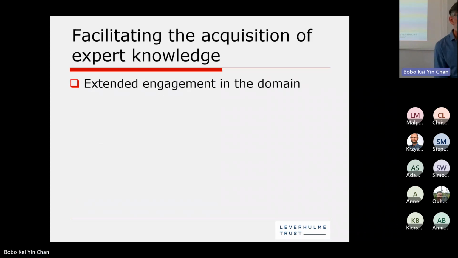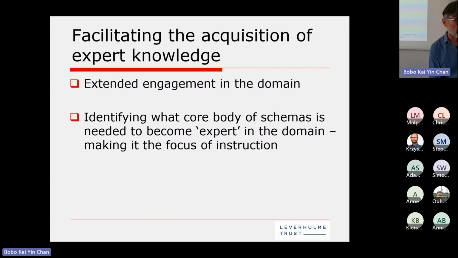So studying those expert solutions is important. Another thing is extended engagement in the domain. If you studied it for a short period of time and hope to become an expert, again, that is probably not a realistic expectation. You have to be engaged in this specific domain for quite a substantial amount of time to become good at problem solving in that specific domain.